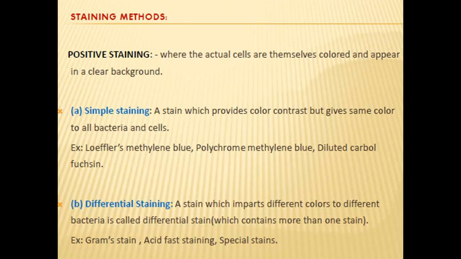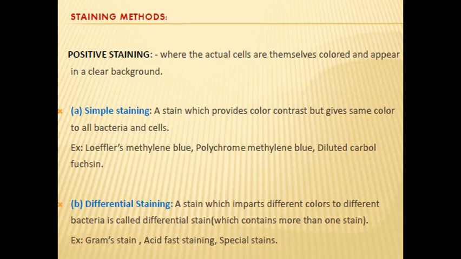On the other hand, whenever we discuss differential staining, it is the staining technique in which we can differentiate the population of bacteria, cells or specimen by imparting more than one color. So what is the actual difference between simple and differential staining? Simple staining uses only a single stain, but differential staining uses more than one stain.